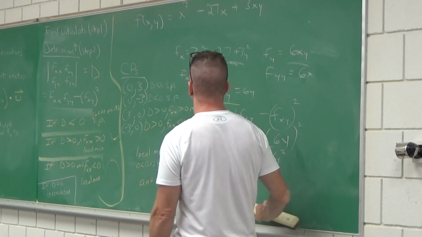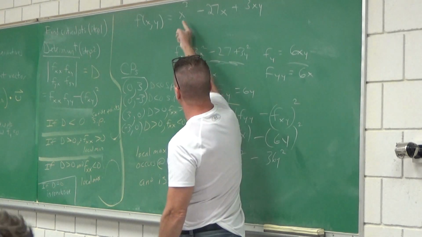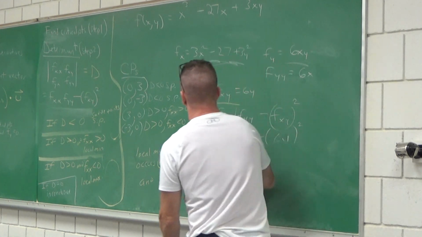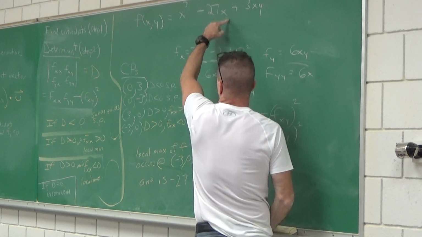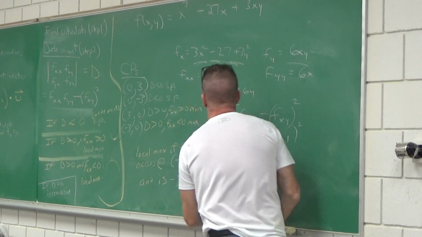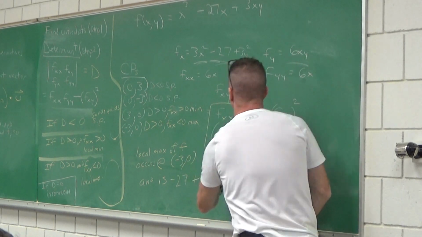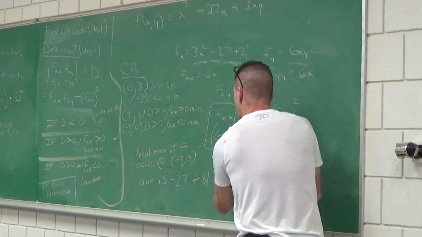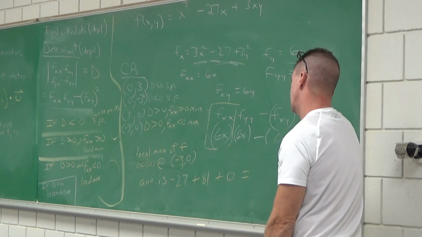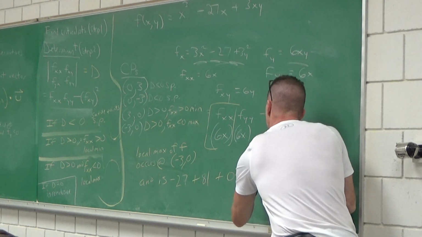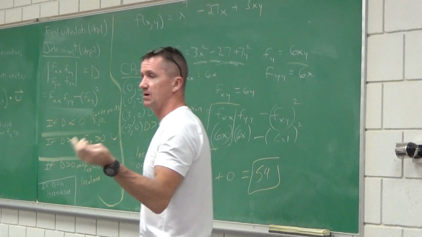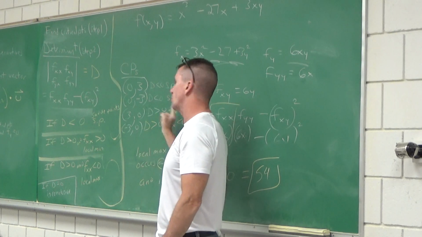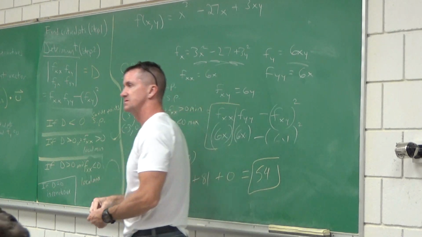Just in case someone's curious, it would be, what's negative 3 cubed? Negative 27. Plus 81, because negative 27 times negative 3 is plus 81. Plus 3 times, that will be 0 actually. That's just going to be 0. So what does all that come out to be? 54? No. But you don't have to do that. For me, to save time, you say there's a local max occurring here, a local min occurring here, and you got 2 saddle points at these points.